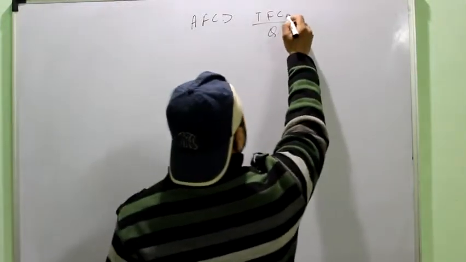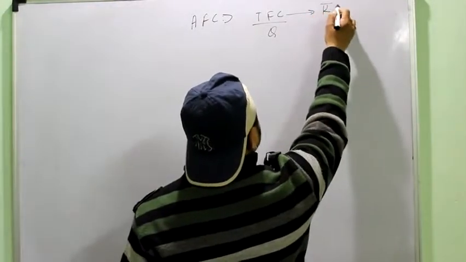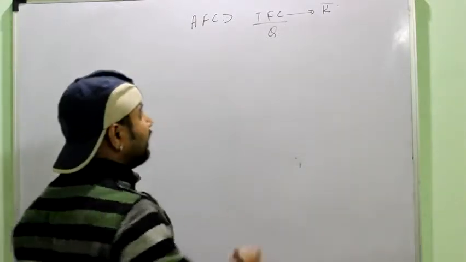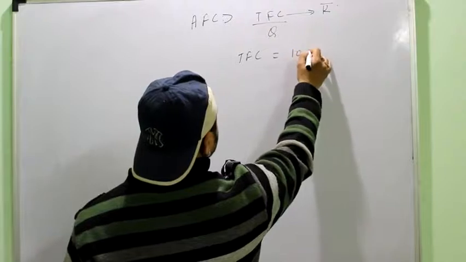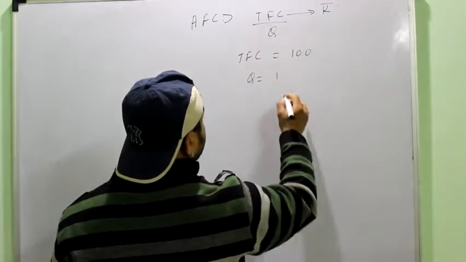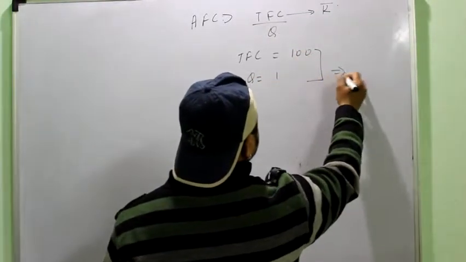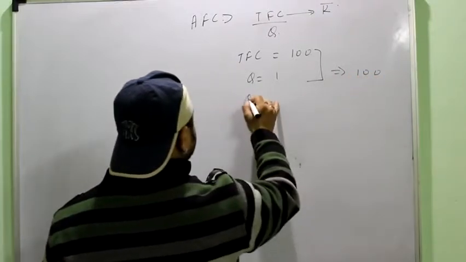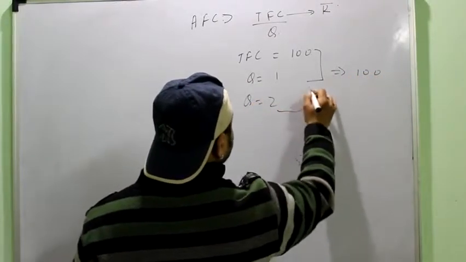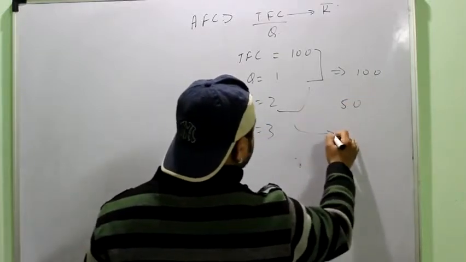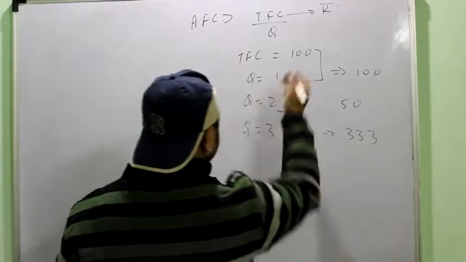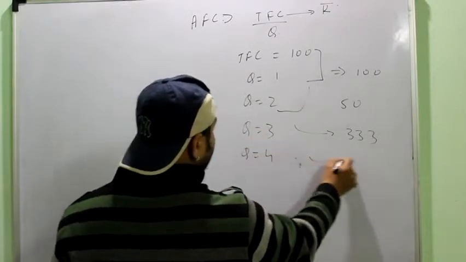And what about TFC? TFC remains constant, right? So suppose the TFC is say 100, and when I produce 1 unit of output, my AFC is 100 upon 1, that is 100. Suppose I produce 2 units, then it is 100 upon 2, that is 50. Suppose I produce 3 units, it is 33.3, that is 100 by 3. Similarly 4 units, it will come as 25.